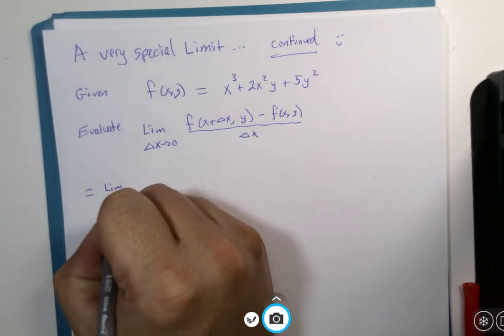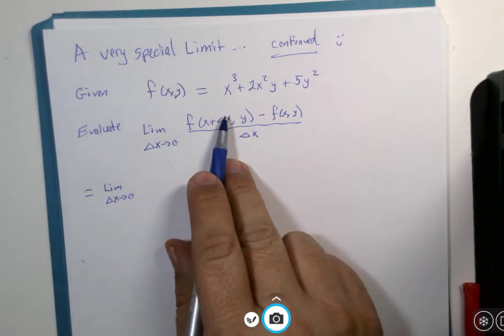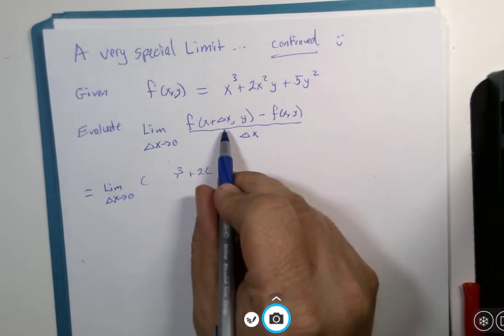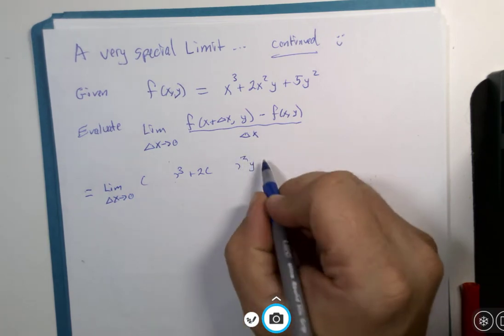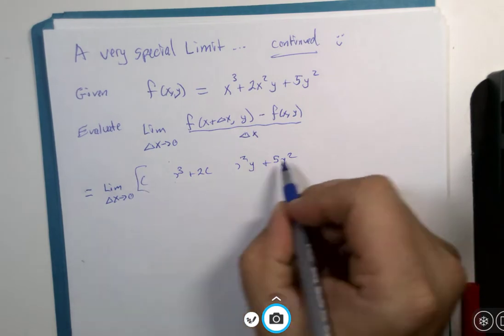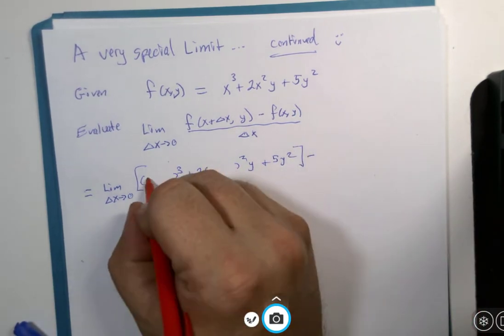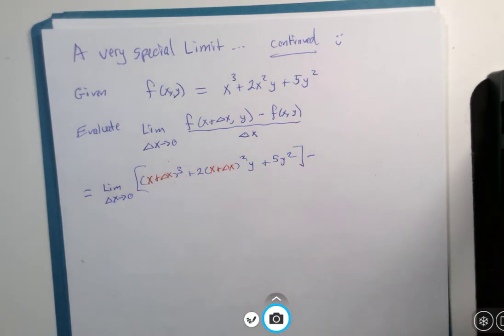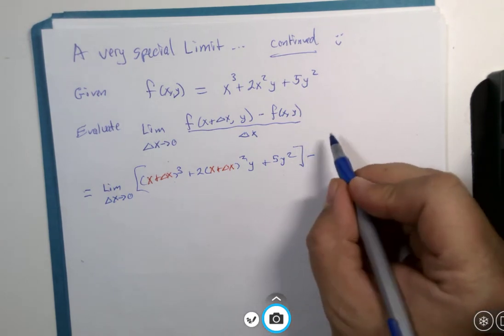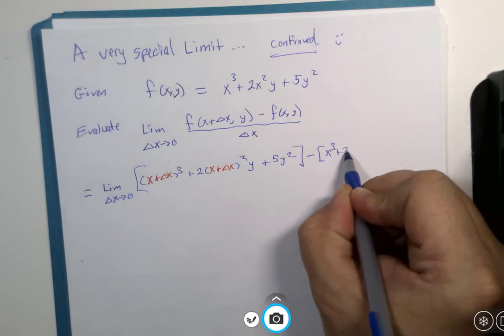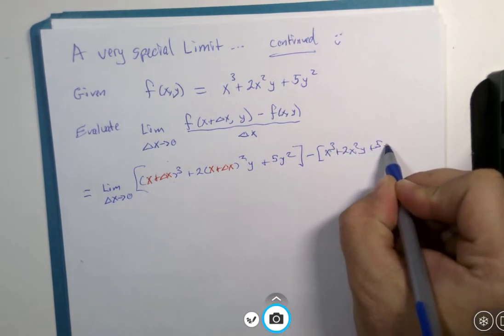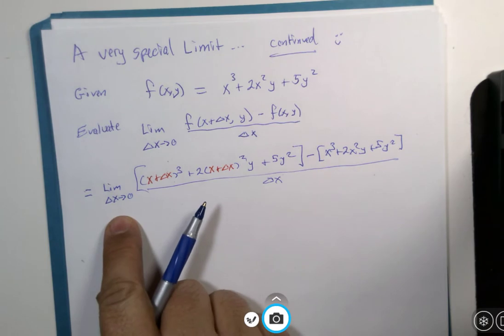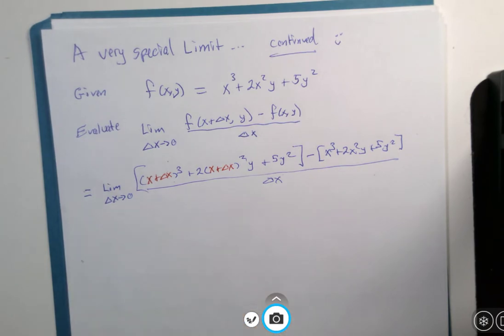Limit delta x approaches 0. Every term that has x in it is going to get replaced with x plus delta x. 5y squared minus, so this is going to be x plus delta x and x plus delta x minus the original function x cubed plus 2x squared y plus 5y squared divided by delta x, and it's the limit as delta x approaches 0. So let's see what happens.